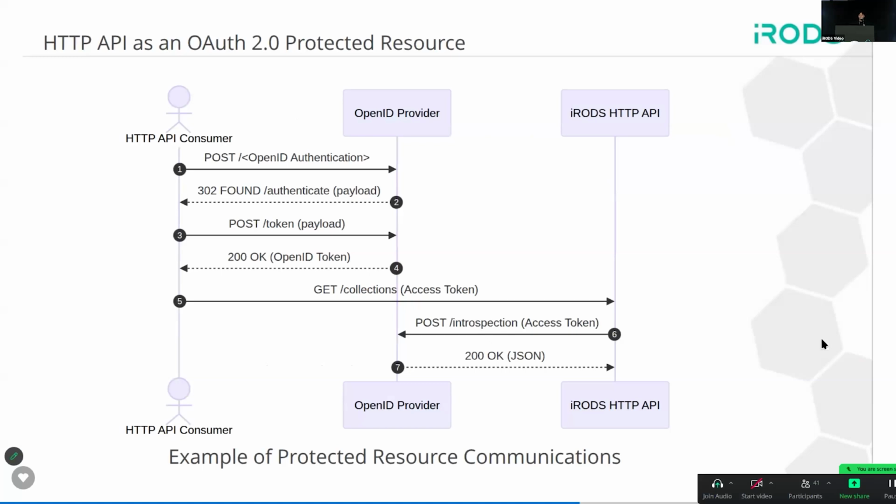Okay. So, a brief comparison between the two validation methods: the introspection endpoint as well as the local validation. Right here, what you're seeing in this diagram is the introspection endpoint. Like I said, the last two lines need to happen basically every time you pass an access token to the HTTP API. And some OpenID providers don't support that because, again, that's a lot of communication.